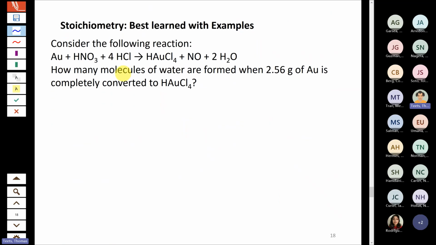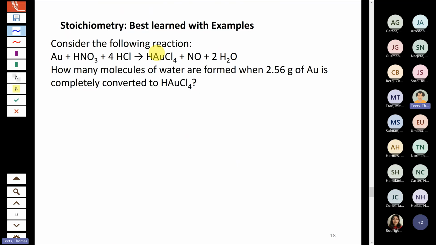All right. So we have this reaction here. This mixture of HNO3, which is nitric acid, and HCl, which is hydrochloric acid, is called aqua regia, which is Latin for water of kings, because it's one of the only substances that can actually dissolve gold. So you can take gold and treat it with that mixture of acids, and you're going to get this substance and release some gases as well. And so what we're looking for here is how many molecules of water are formed when 2.56 grams of gold is completely converted to this product, AuCl4.